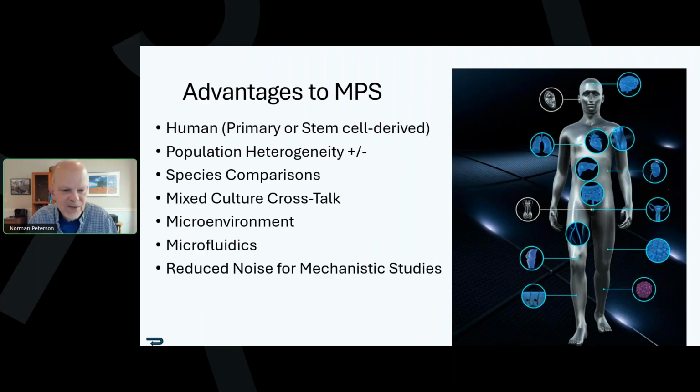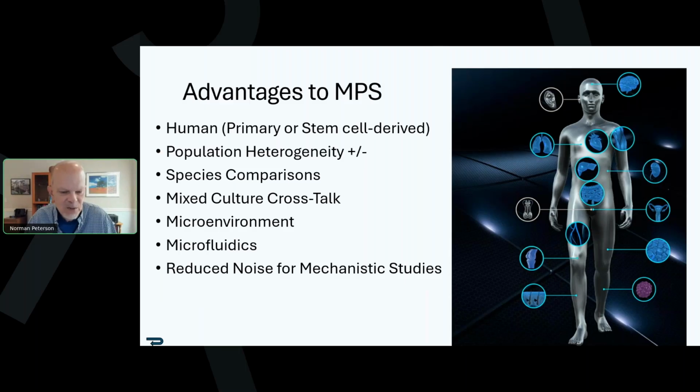We'll talk a little bit about that later. We can compare species. Not only do we have to restrict it to humans, we can do other species if we want to do those comparisons. Coming back to the mixed culture, the crosstalk among the supporting cells, the vasculature, is so important, and it changes gene expression and the phenotype of these cells. So having the neighbors of these cells to communicate with is so important. And we talked about mimicking the microenvironment, fluidics as well.